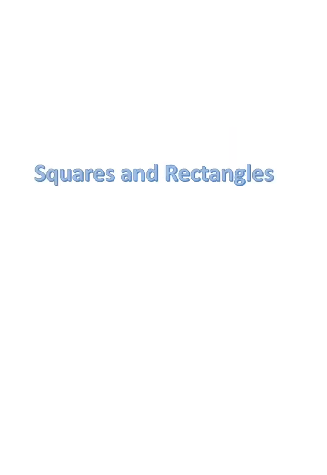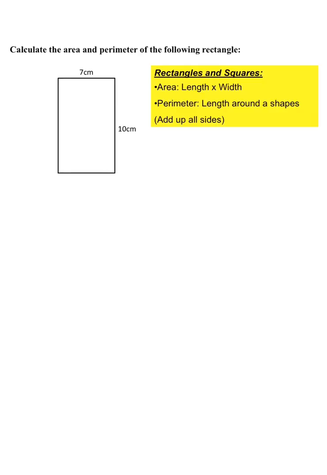In this video, we're going to look at the area and perimeter of some 2D shapes. So we'll start off with the most basic ones, which are squares and rectangles. Now, finding the area and perimeter of rectangles is very easy. So for the area, all you have to do is multiply your length by your width.